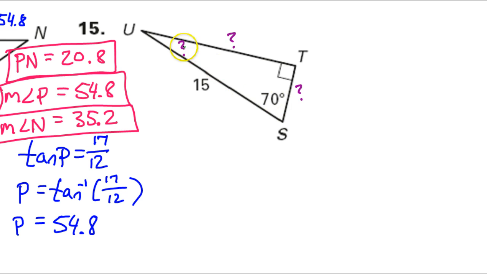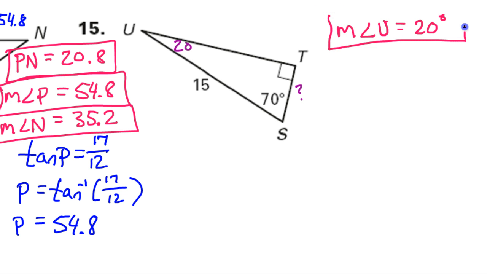These 2 angles are complementary. They have to add up to 90. So if this is 70, then this one must be 20. Okay? So that was pretty simple. So I'm just going to write that down in my collection. So the measure of angle U is 20 degrees. All right, 1 down, 2 to go. So now I need to find the 2 missing sides.